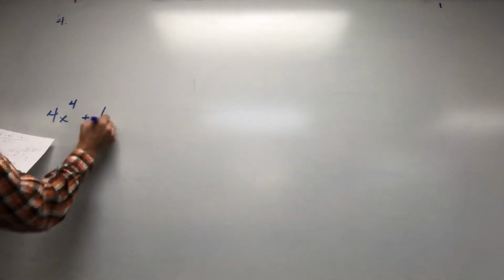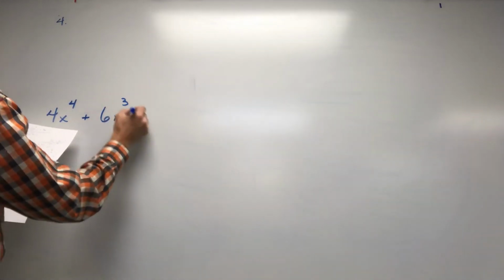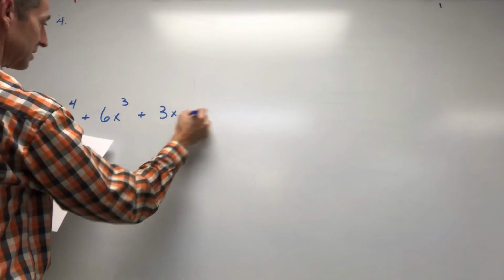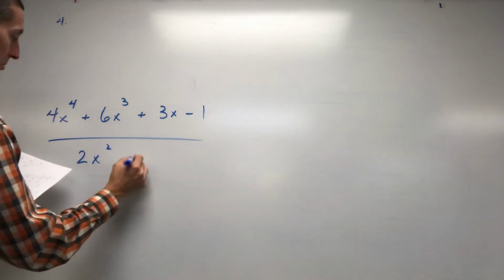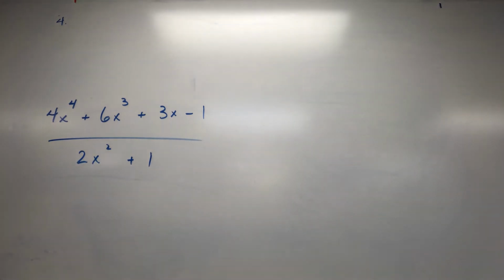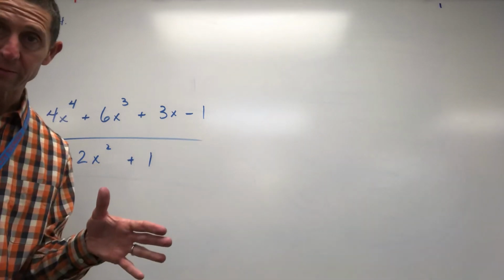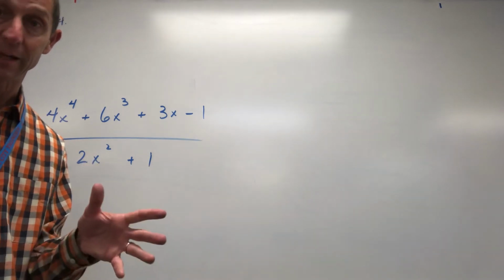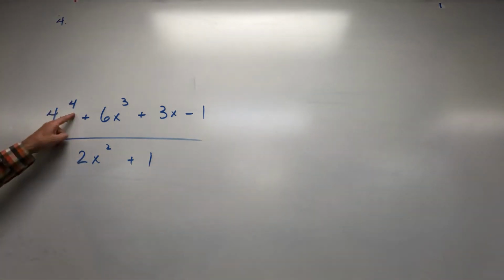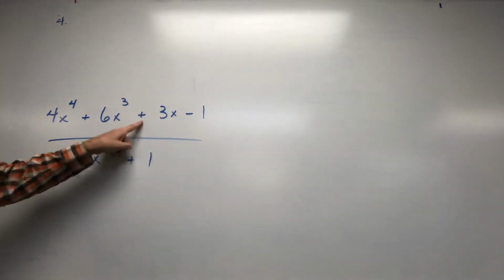4x to the 4th power plus 6x to the 3rd power plus 3x minus 1, divided by 2x squared plus 1. Okay, so when you start these problems, you've got to really hunt and look for any missing exponents. So 4th power, 3rd power, first, there it is again.